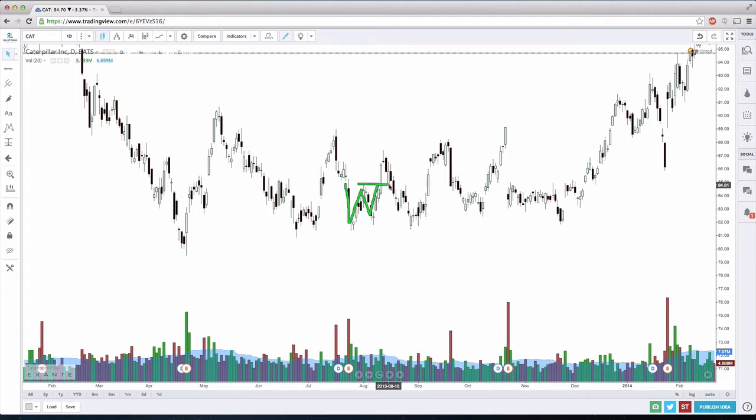But notice the prior peaks, if you will. Here's a peak. Here's a peak. Here's a peak. What's happening, ladies and gentlemen? Well, on Caterpillar at the time, we were actually making lower highs like that. So we were making lower highs. So this particular trade, you might have taken it or you might have exited a little bit early. I apologize for my terrible drawing.